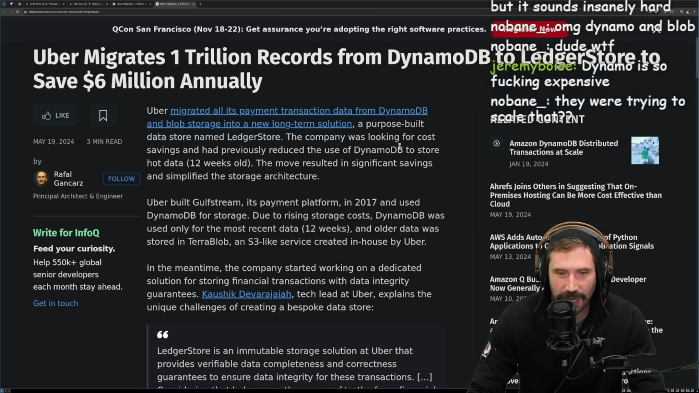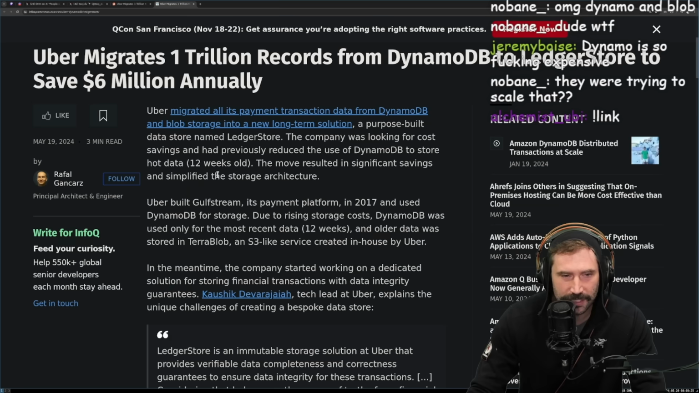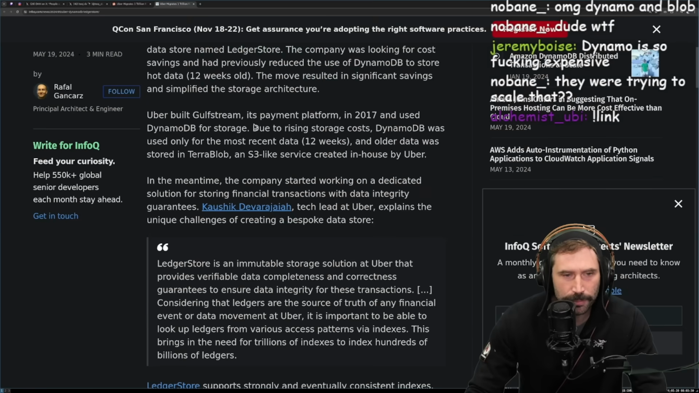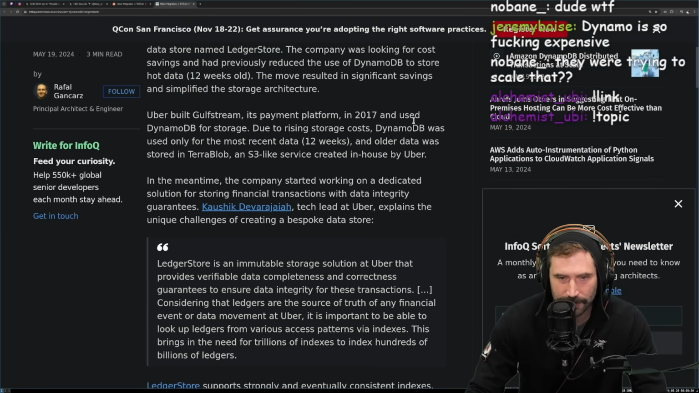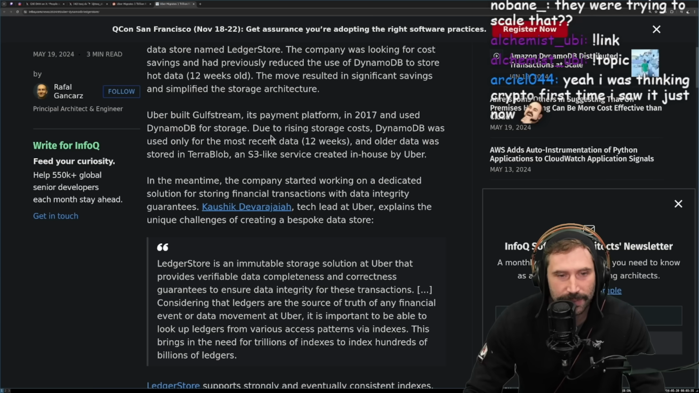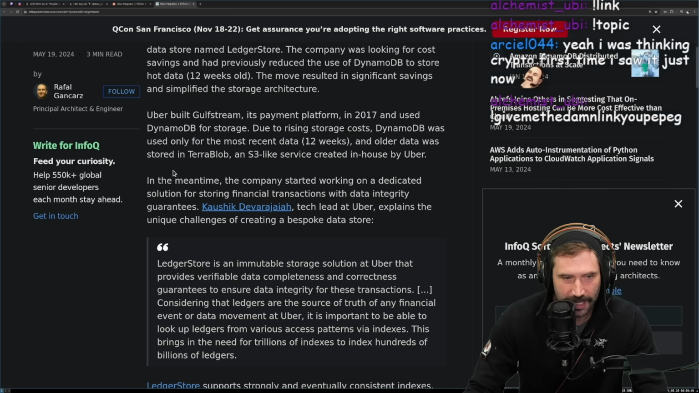I'm sure it is. The company was looking for cost savings and had previously reduced the use of DynamoDB to store hot data 12 weeks old. The move resulted in significant savings and simplified the storage architecture. Uber built Gulfstream, its payment platform, in 2017 and used DynamoDB for storage. Due to rising storage costs, DynamoDB was used only for the most recent data, 12 weeks, and older data was stored in TerraBlob, an S3-like service in-house by Uber.